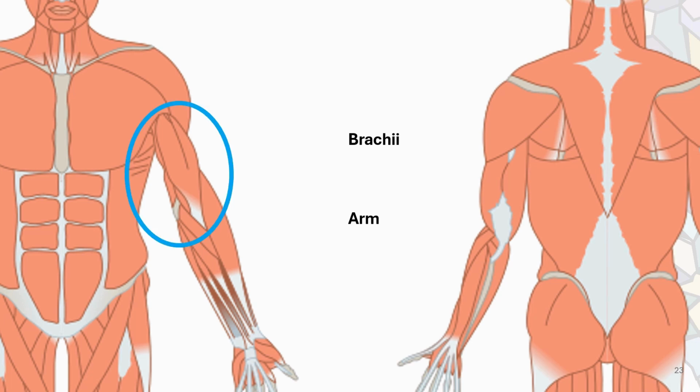All right, and here we see circled is the biceps brachii, and the second one to be circled is the triceps brachii.